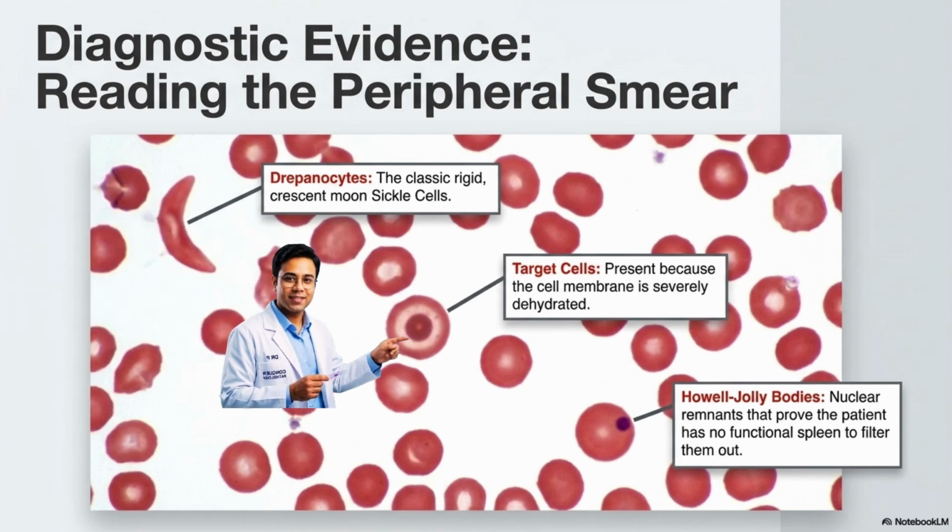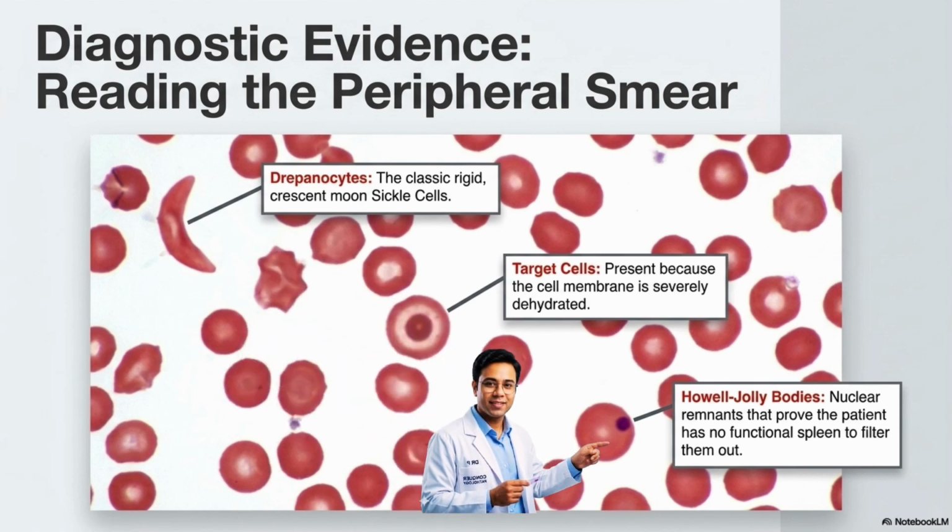Second, target cells. These are present because the cell membrane is severely dehydrated. Third, Howell-Jolly bodies, nuclear remnants that prove the patient has no functional spleen to filter them out.